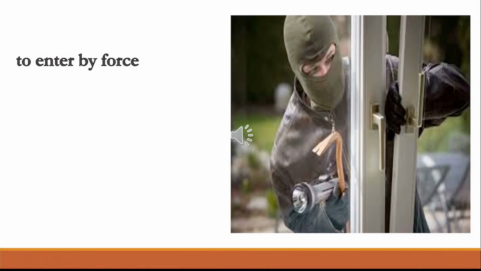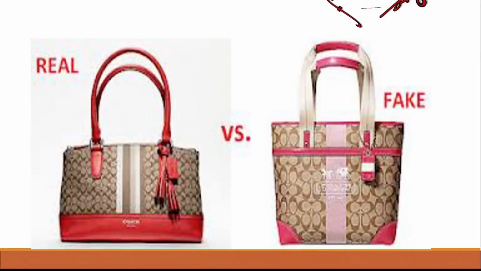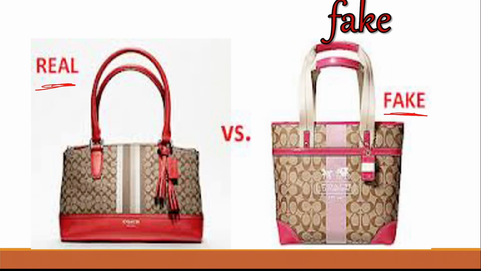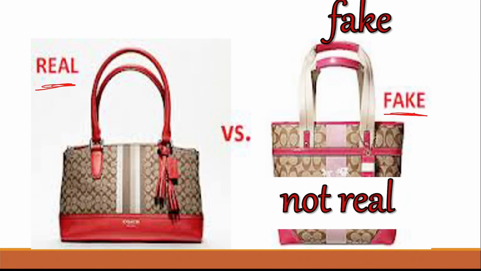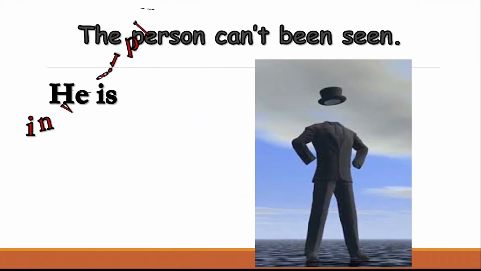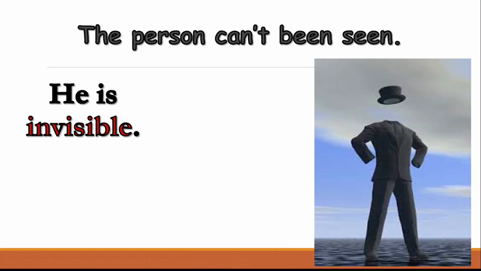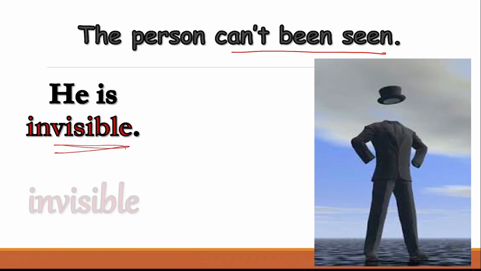First word is to break into, yes, and this means to enter by force, like as you see here in the picture, it's by force, entering a place by force. The second word is fake, and we have real thing, okay, and the opposite is fake. It's not original. So not real and not original. Here in the picture, the person cannot be seen. I can't see him, so he is, yes, correct.